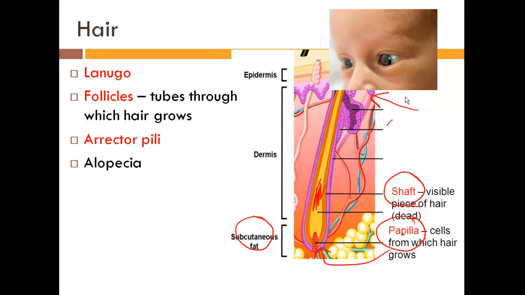And the last thing about hair, alopecia, is the complete loss of hair, or the ability to not grow hair, which is different from male pattern baldness.